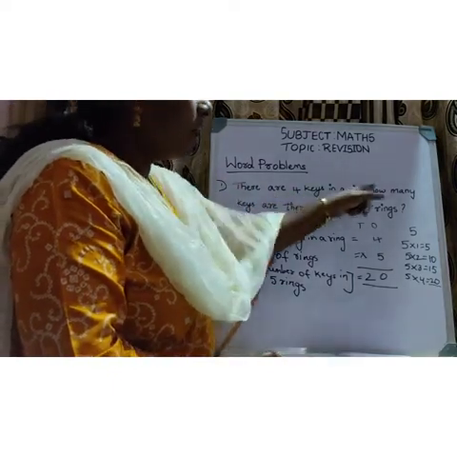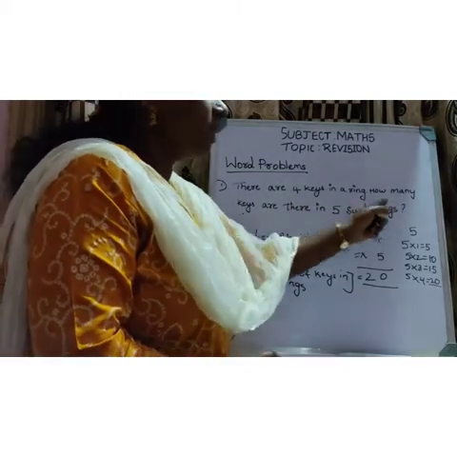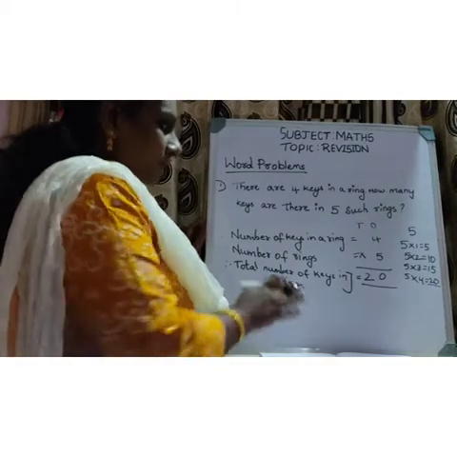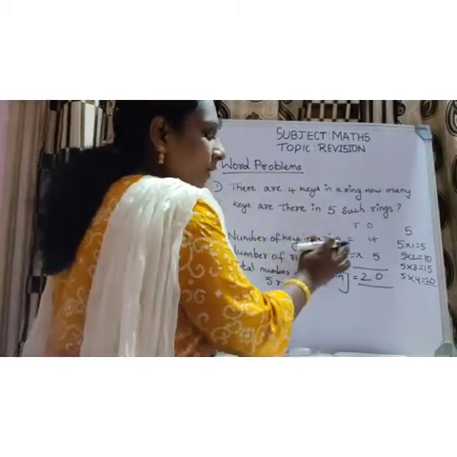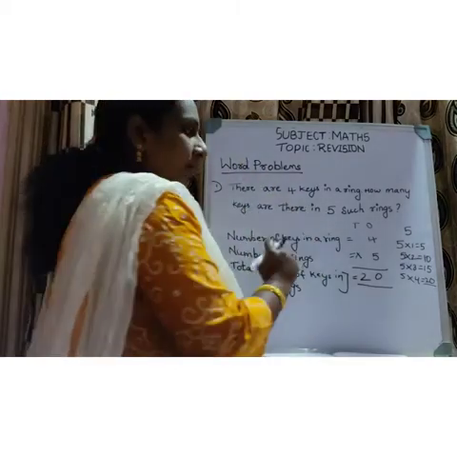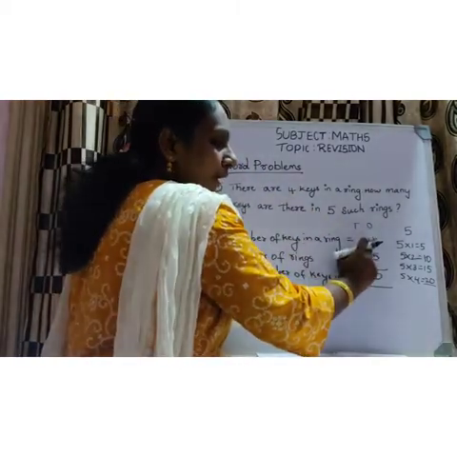The question once again I read: there are 4 keys in a ring. How many keys are there in 5 such rings? So the first statement you should write is number of keys in a ring. In a ring means in only one ring. In one ring, how many keys are there? 4 keys. So you have to write it here.